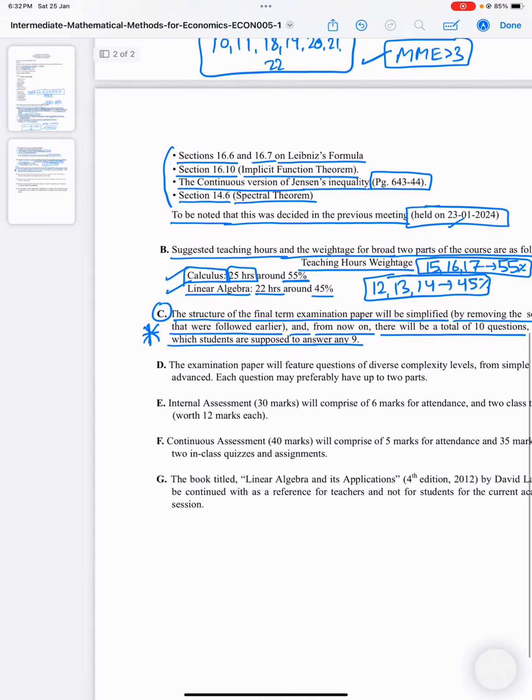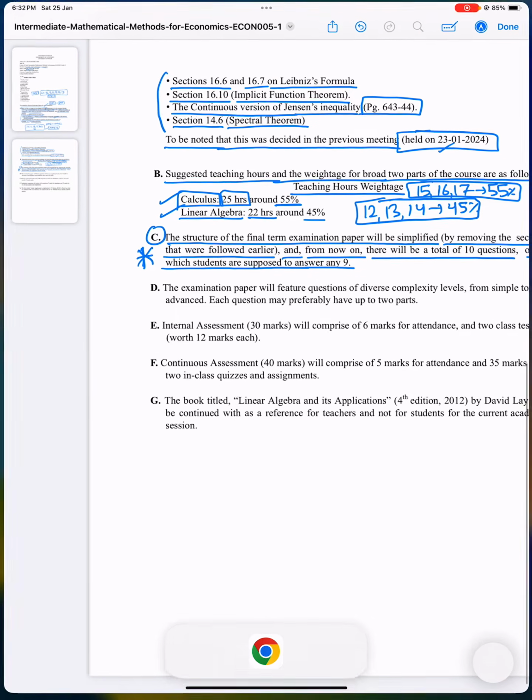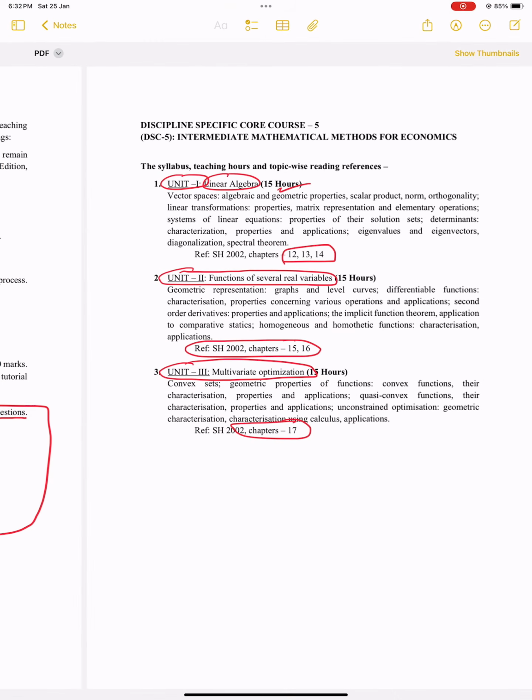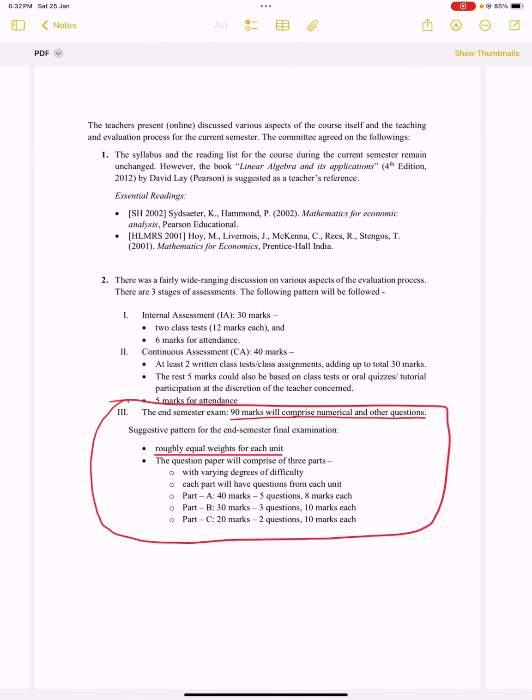Okay. Now, in the previous scenario, the pattern was that the question paper would comprise 3 parts with varying degrees of difficulty. Each part will have questions from each unit. Part A: 40 marks, 5 questions, 8 marks each. Part B: 30 marks, 3 questions, 10 marks each. Part C: 20 marks, 2 questions, 10 marks each.